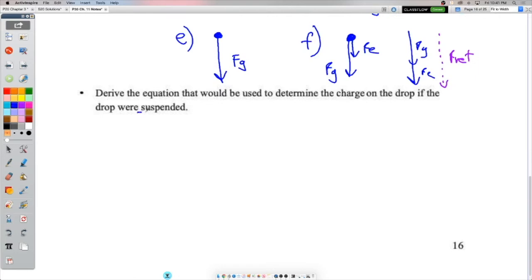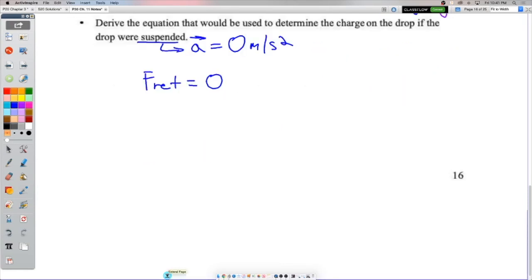Well, if it's suspended, what do we know about its motion, okay? Well, it's not moving, you're right, so v certainly does equal 0, but more importantly, when we're talking about forces, the acceleration equals 0, okay? And if the acceleration is 0, then we know F net equals 0. As always, what does F net mean? It means add up all the forces acting on it. Okay, so we have F net being Fe plus Fg, and those must equal 0, okay?